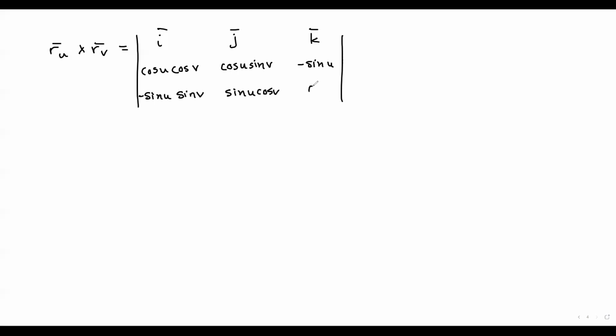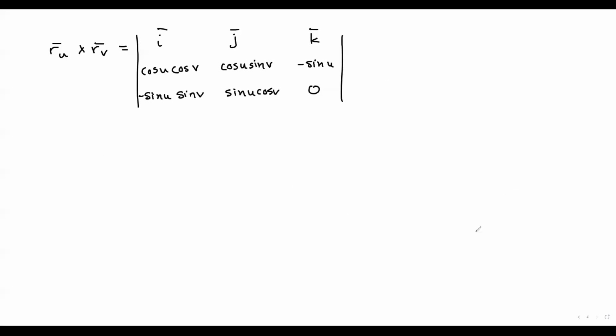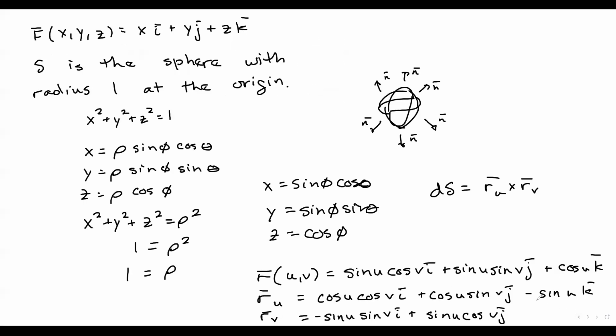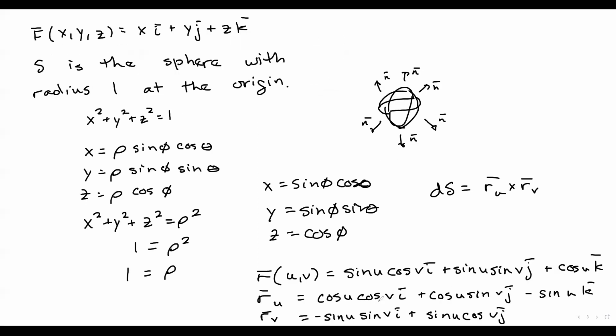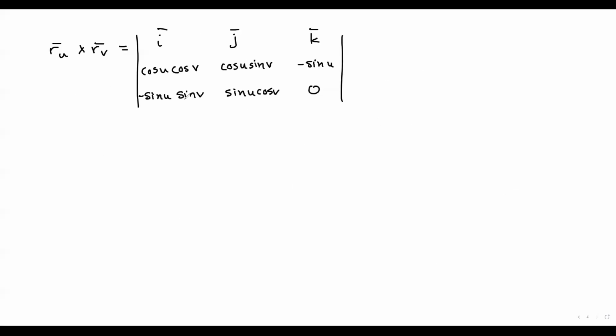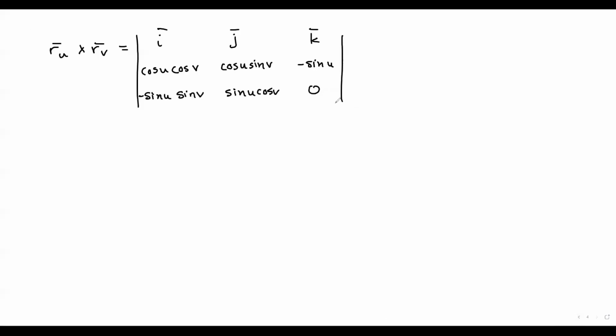All right, let's just check those. Those are from my notes. Is that correct? So we've got cosine U cosine V, cosine U sine V. That's correct. And then negative sine U, negative sine U, negative sine U sine V. Yep. And then finally sine U cosine V. Yep. All right. For our cross product, we're going to have I, then we do this times this.